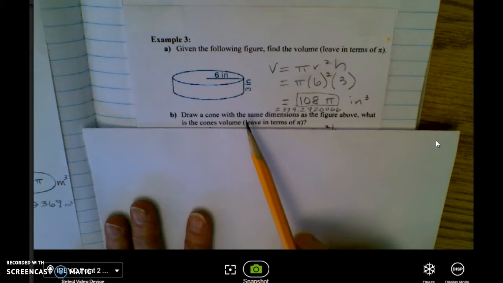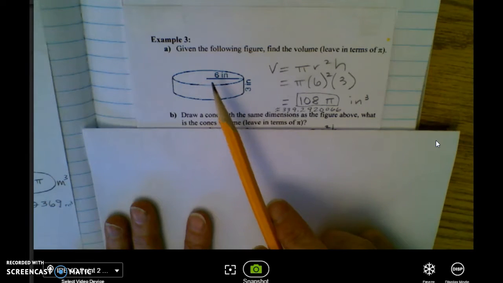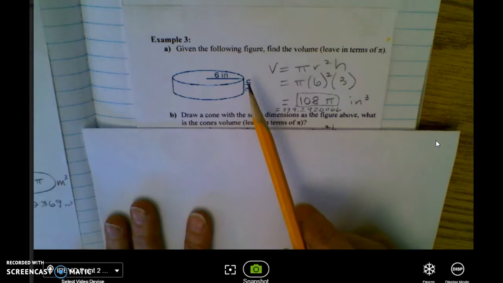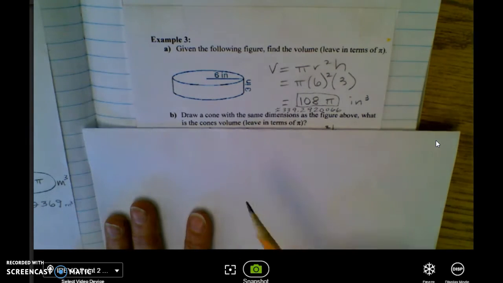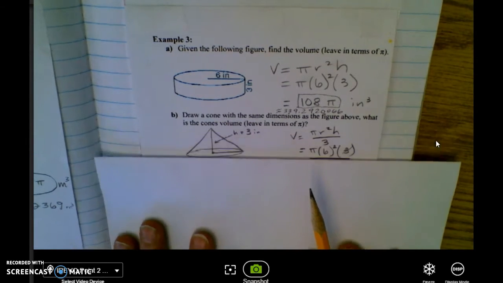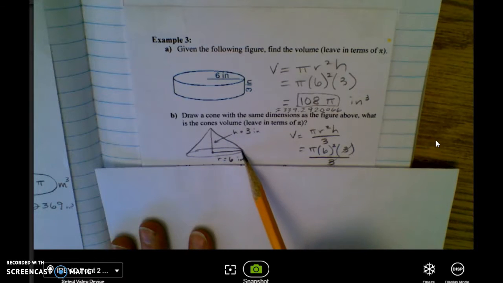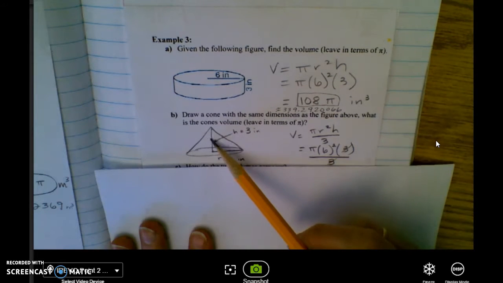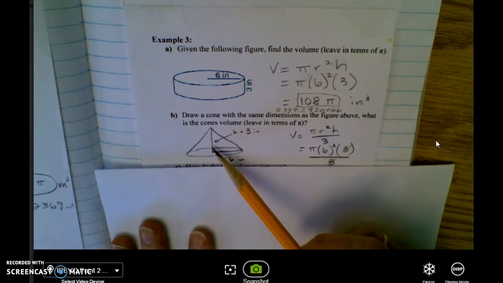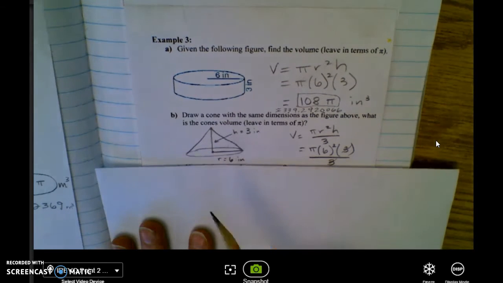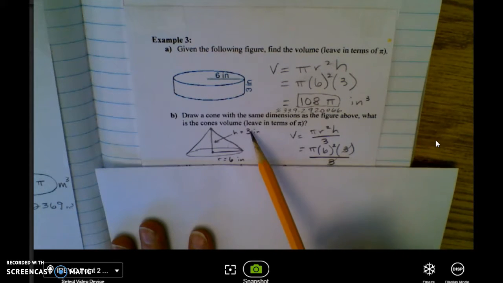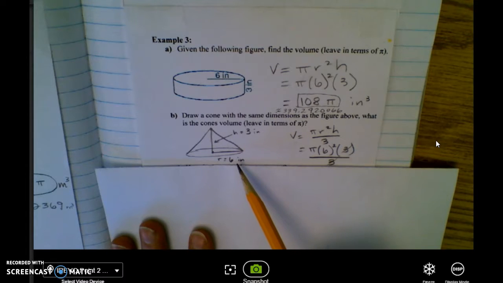We're supposed to draw a cone with the same dimensions as the figure above. So we need a radius of 6 and we need a height of 3, but it has to be like a cone. It has to have that point at the top. So when I drew my example, I took my circular base and I put it down here with its radius of 6. I show the height in the center of the cone because your height has to go up to the tippy top point on the cone. So your height is still 3 and your radius is still 6.